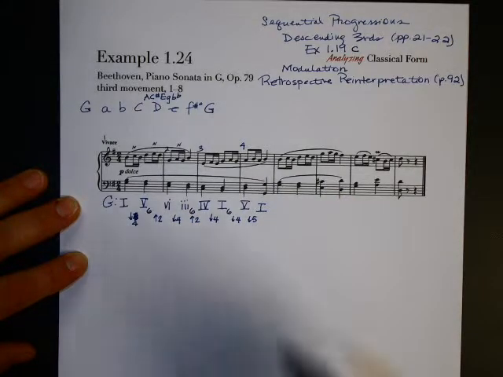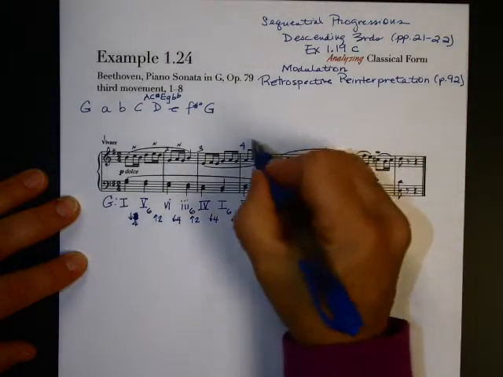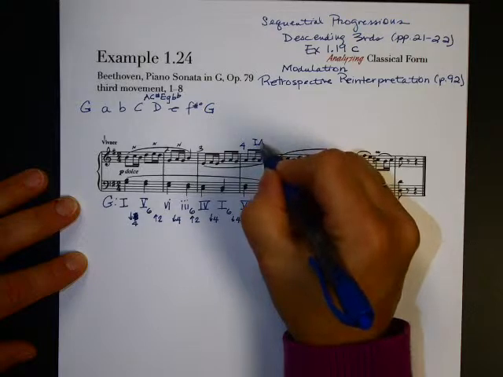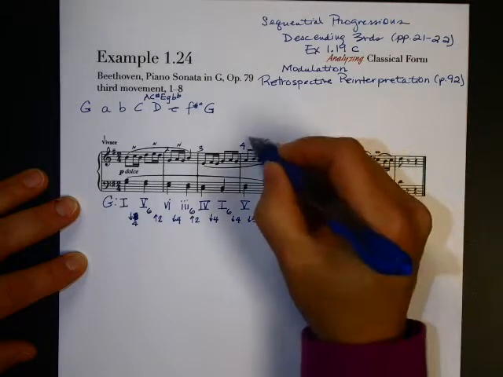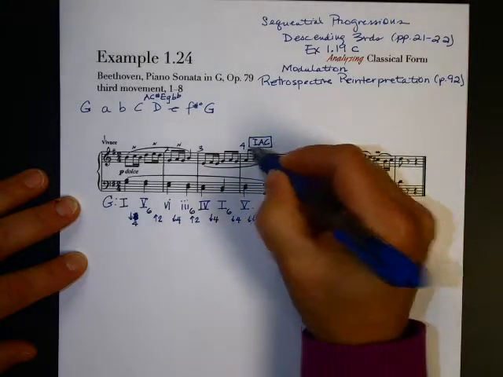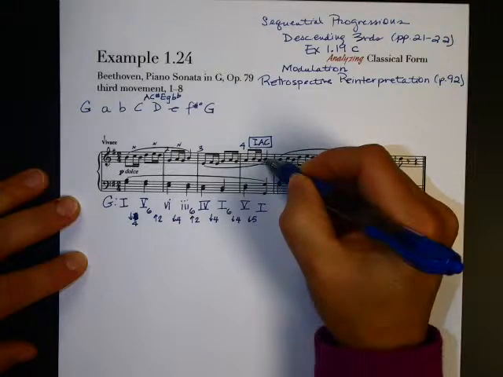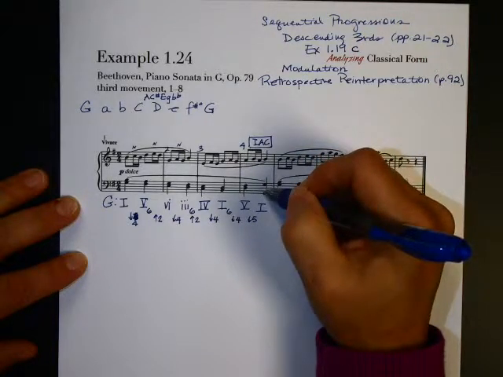This is going to be an imperfect authentic cadence because the melody ends on scale degree 3, even though tonic is in the bass. Tonic scale degree is in the bass.